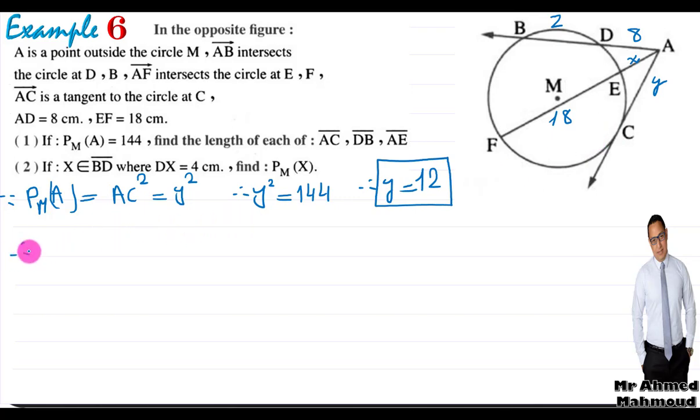Therefore AE times AF equals AC to the power of 2. Therefore 12 to the power of 2 equals AE times AF, where AE equals X, and AF equals X plus 18.